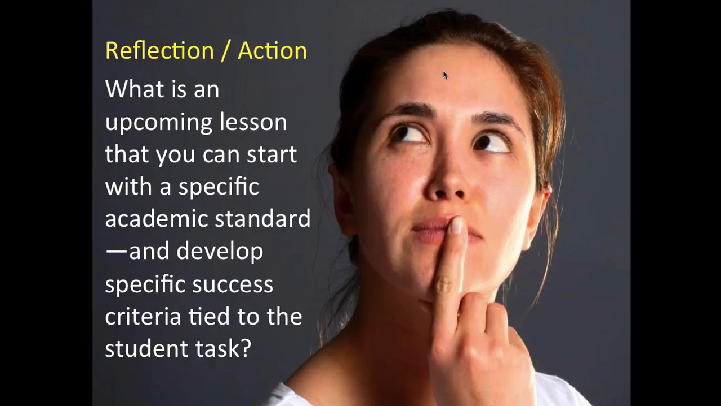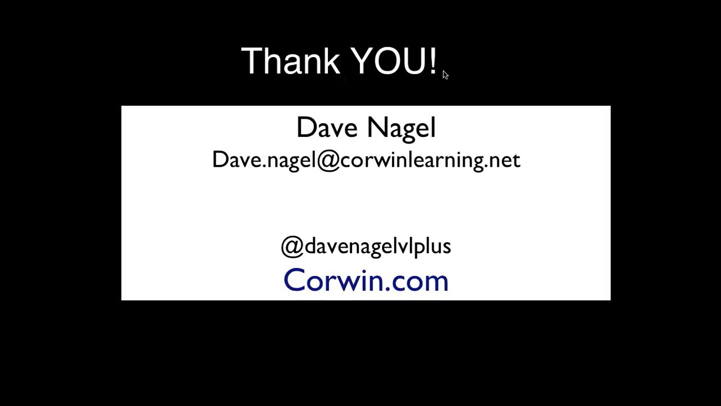So our final reflection and action: for an upcoming lesson, think about how you can start with a specific academic standard and develop success criteria tied to a student task. Well, what's coming up? Maybe something you're going to teach in January, starting with the standard, then success criteria, into a specific student task. You can come back to this after we finish these last parts of the webinar.